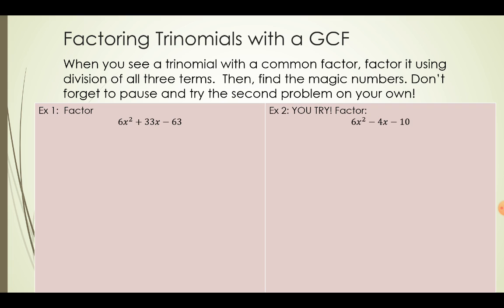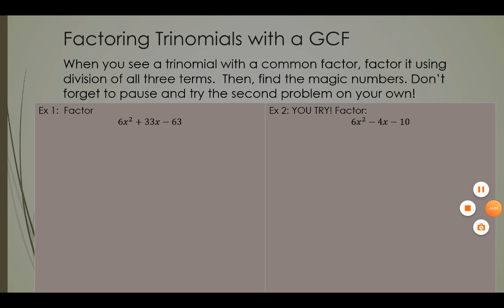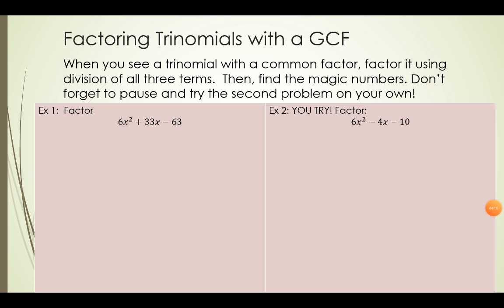All right, I want us to get some practice with factoring trinomials that have a greatest common factor. So when you see a trinomial with a common factor, factor it using division of all 3 terms first. Then find the magic numbers. Don't forget to pause and try the second problem on your own.